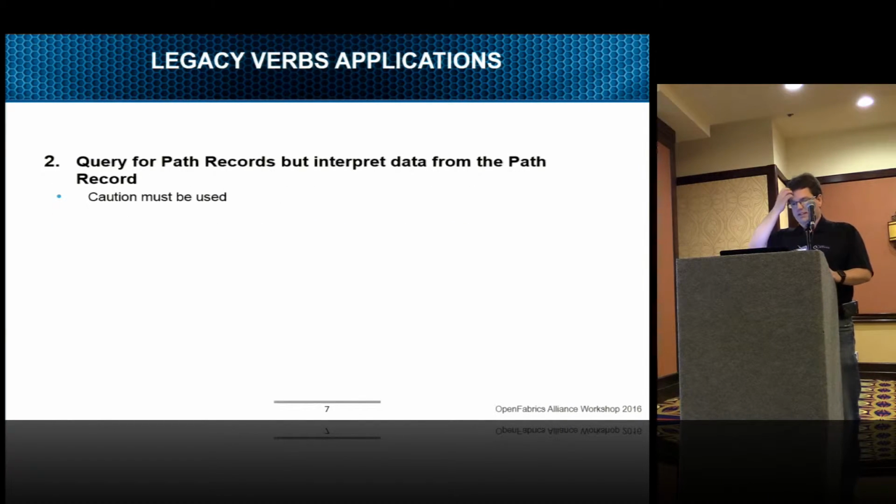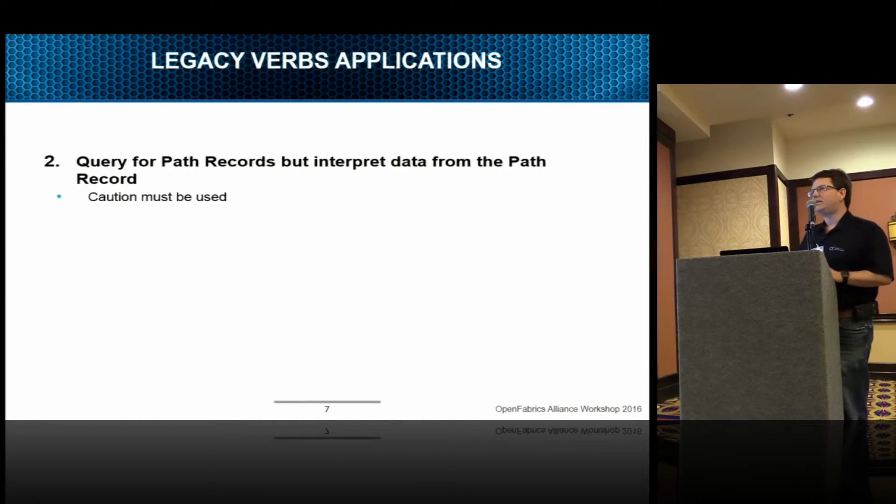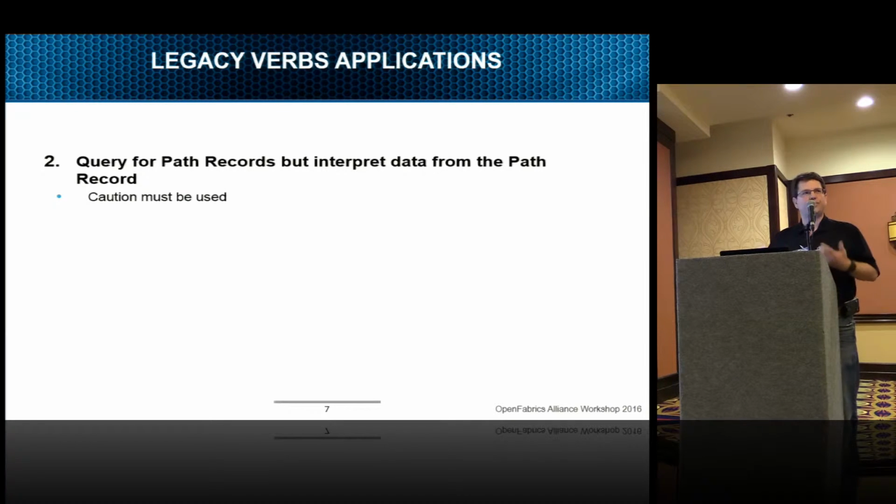The next class is those that query for path records but may interpret the data in some way. The way we've architected Omni-Path Architecture is that most applications in this class work just fine. In fact, I know of only one that had an issue, and it was a very minor fix. So here, caution must be used. Because going forward, the way the verb stack is, which was based on InfiniBand, as we start to see new fabrics come online with new features, how those features map in are going to be less and less in line.